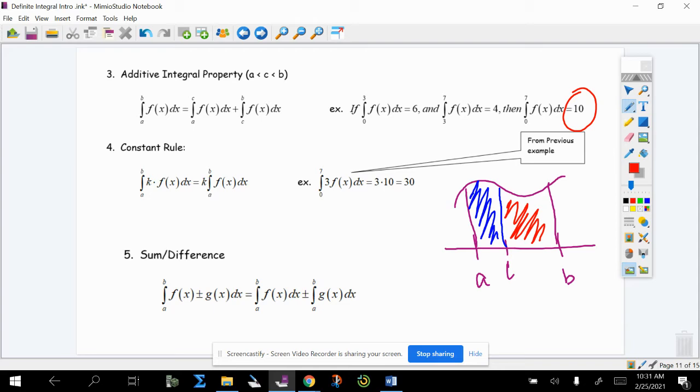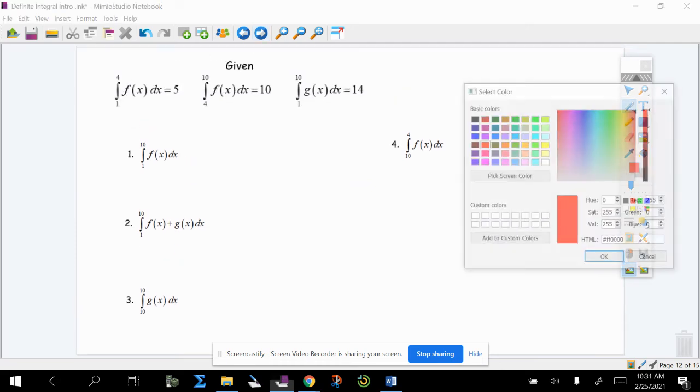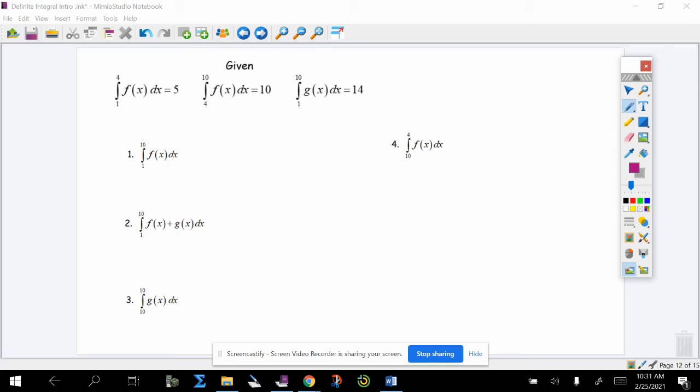So let's practice. The nice thing is you'll never have to name the property you use. It will strictly be asking you to use it, so you don't worry that if you're not going to remember some of the names of these properties.